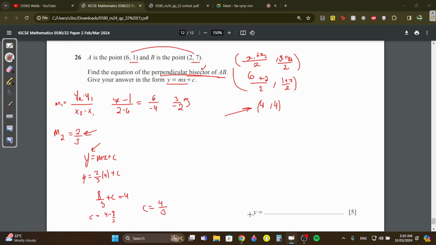But they're not asking for c, are they? They want the equation of the whole line. We know it's y equals mx plus c. The only thing you put in is the m and the c. The m is 2 over 3 x plus c, which we found is 4 over 3. So my answer is y equals 2 over 3 x plus 4 over 3.